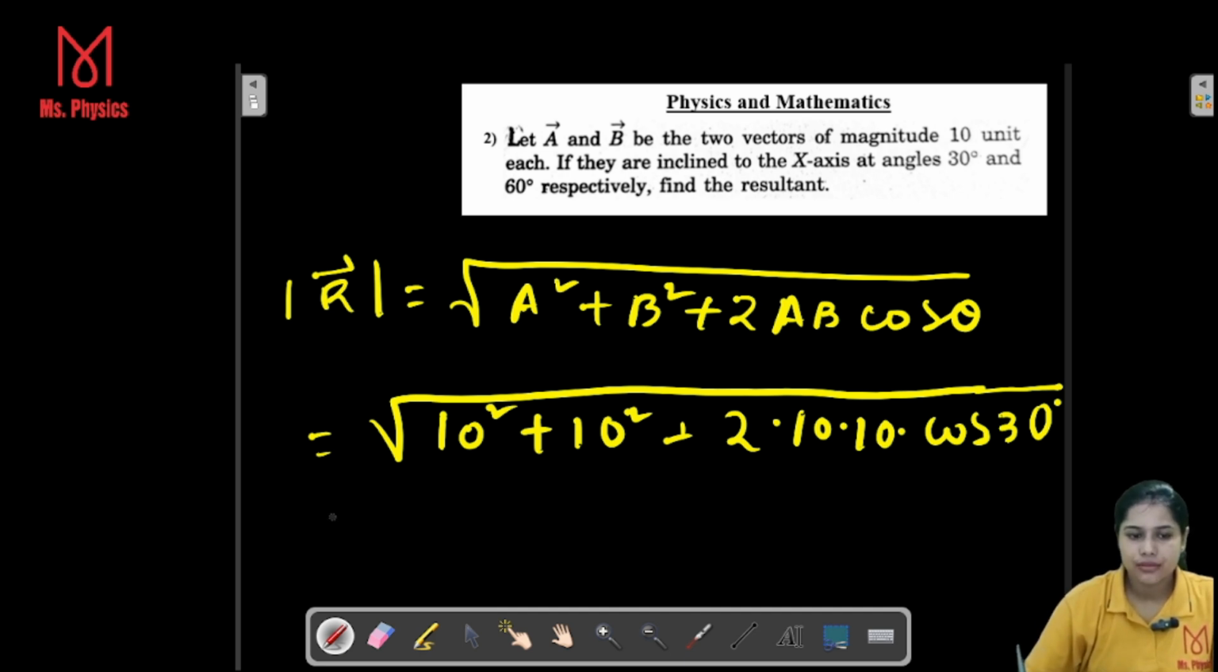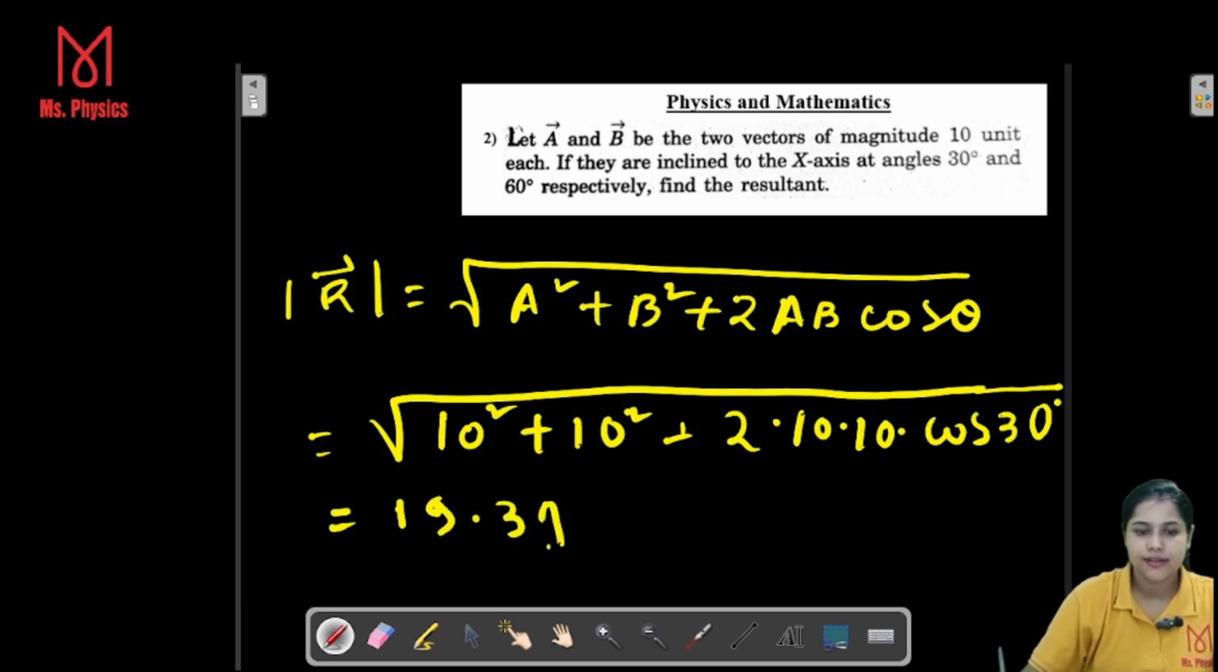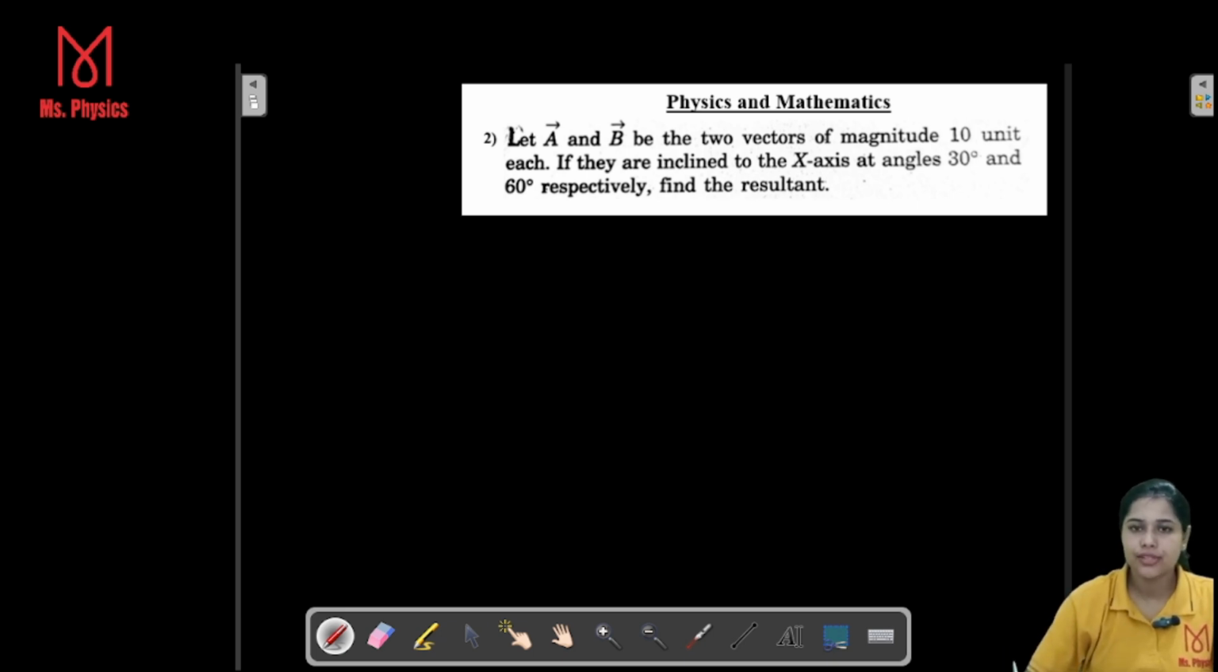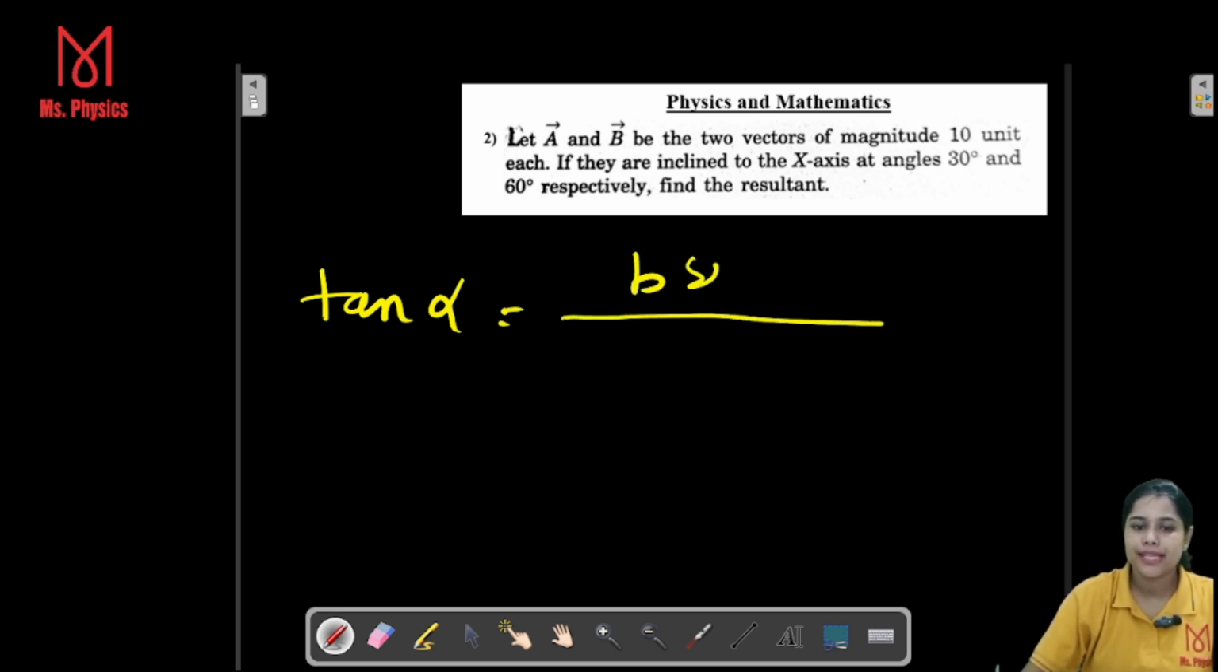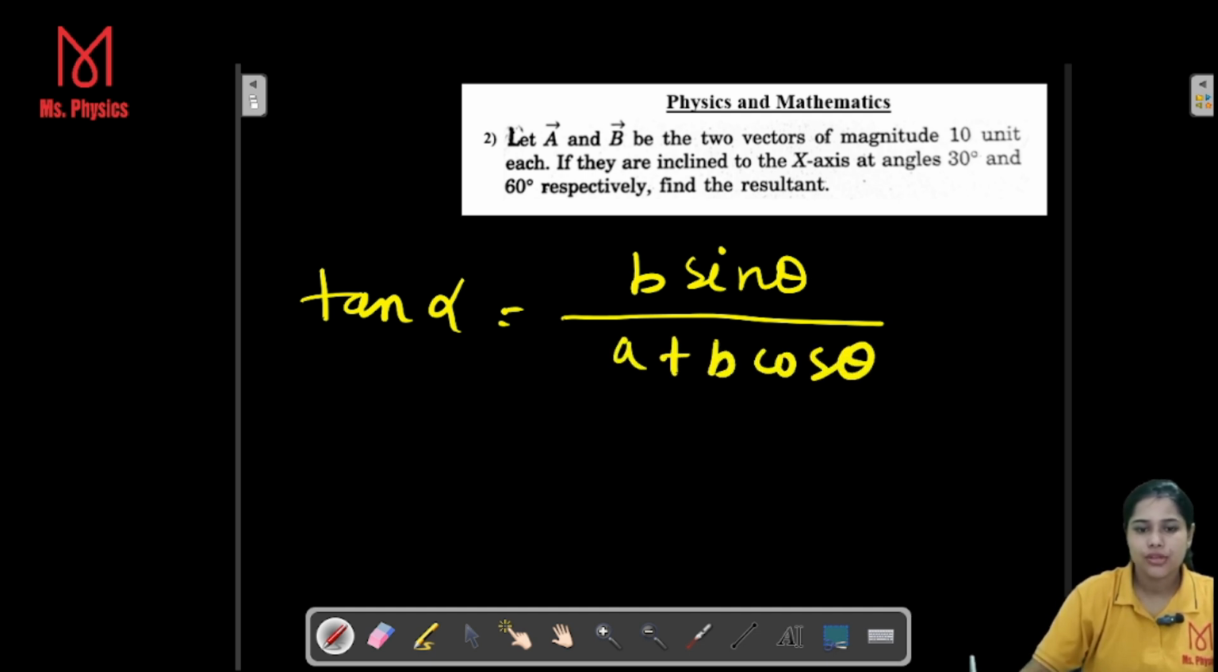Therefore, if you calculate it, you will get the value as 19.31. This is the magnitude of the resultant vector. Now, as I told you, you have to calculate the direction, which means the angle. For that, first we have to calculate tan alpha. Now the formula is tan alpha is equal to b sin theta over a plus b cos theta. So you know all the values, you just put them in.